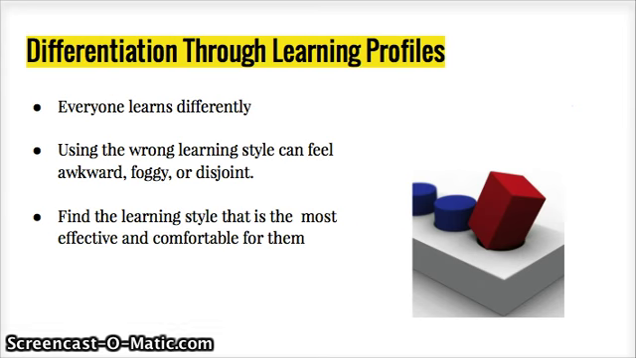We may also choose to differentiate a lesson by our students' learning profiles or learning styles. We all know that each individual learner learns differently. When we differentiate by learning profile or learning style, we are trying to match the learners with their preferred method for learning. Asking students to learn in ways that are not effective for them can make learning feel awkward, foggy, or disjoint. Helping our students learn in a way that is most effective and comfortable for them will produce their greatest gains and help them get the most out of their learning.